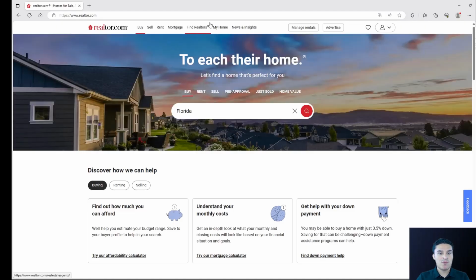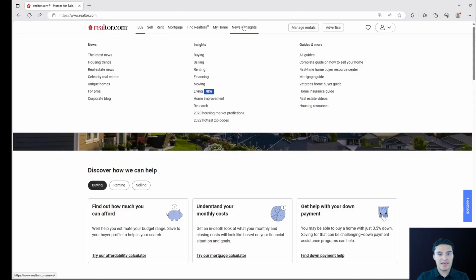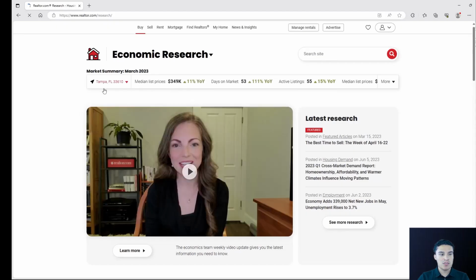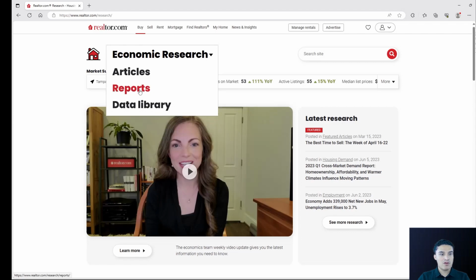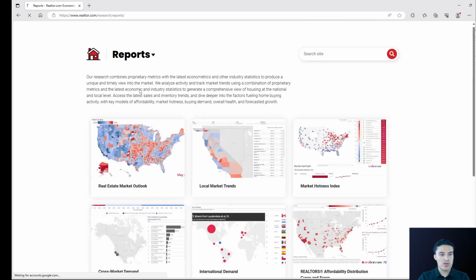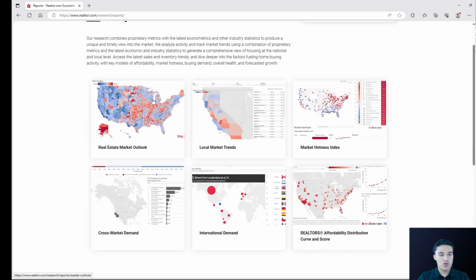All right. So one of the first things you're going to do is you're going to click here, and then you're going to click on research. When you click on research, it's going to take you here to economic research, and then you're going to hit on reports. When you hit there, you're going to do local market trends. After you do local market trends, you can analyze all of the other options here. But let's try this one first.